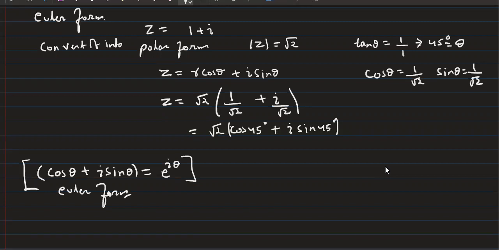So this can be written as root 2 times, now this is cos 45 plus i sine 45, so this will be written as e to the power i 45 degree, and 45 degree is pi by 4. Got it? Tell me.